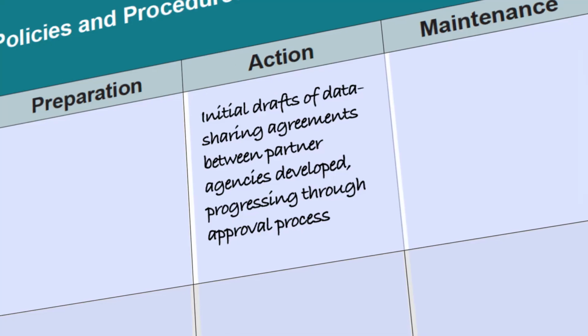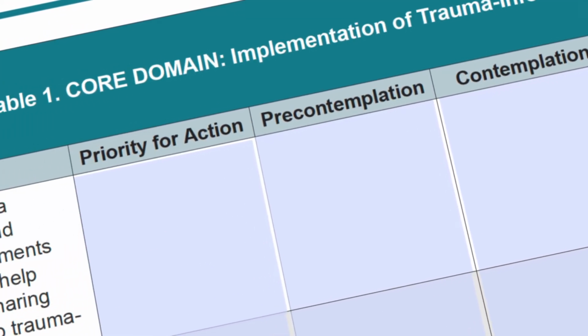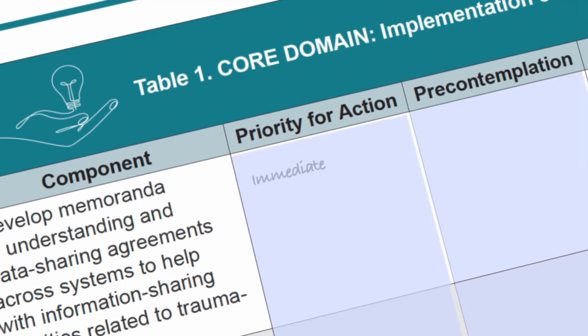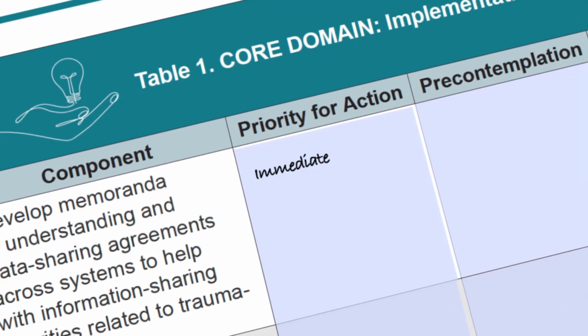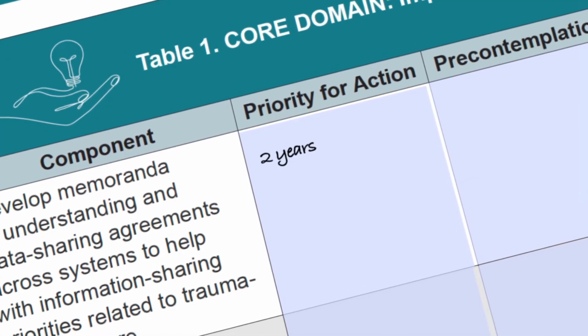Along with determining their collaborative's level of readiness, a team can also prioritize implementation of the various components. The priority for action field enables teams to indicate if a component is an immediate action item or if they desire to implement it within the next 2, 3, or 5 years. For example, given the components discussed above, if the team wants to complete this component in the next year, they would add immediate to the priority for action field. Likewise, if this component is just getting started, the team might put 2 years in the priority for action field.